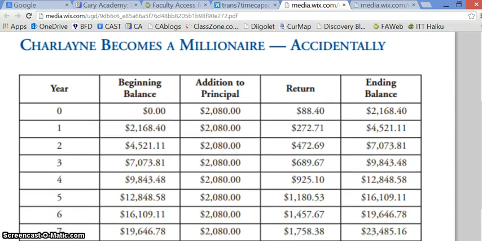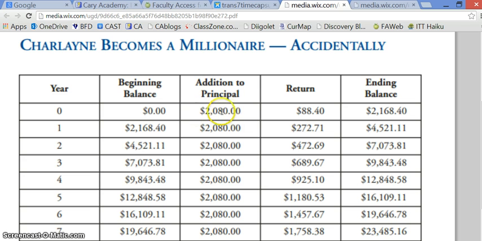So I'm going to go through this spreadsheet with you, and I want you to be able to read the spreadsheet and understand it. And you will be blogging about it. All right, so we're going to look at the first line, and you'll see that it starts off with year 0. It says year 0 because she has just started making money, so there's no money in her savings account. So her beginning balance is 0.